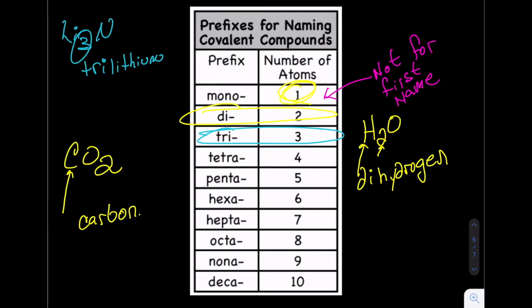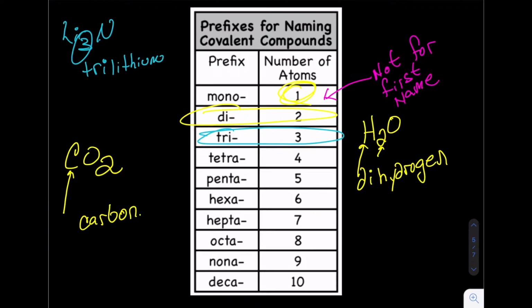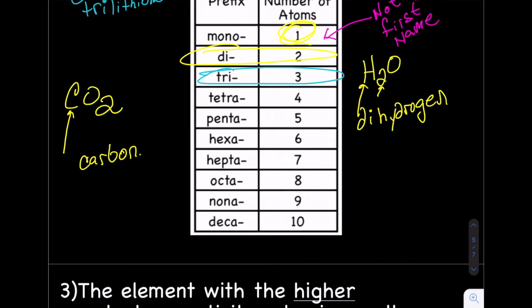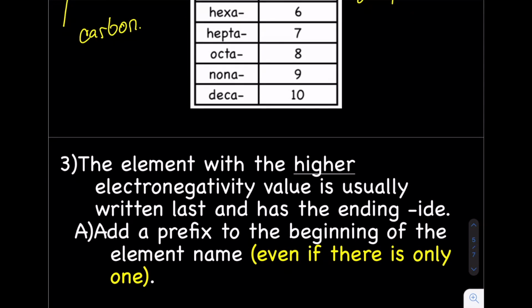All right, hopefully you feel okay with naming the first atom and using the prefixes. And let's go on to how to name the second name. So the element with a higher electronegativity value is usually written last, and has the ending "ide."